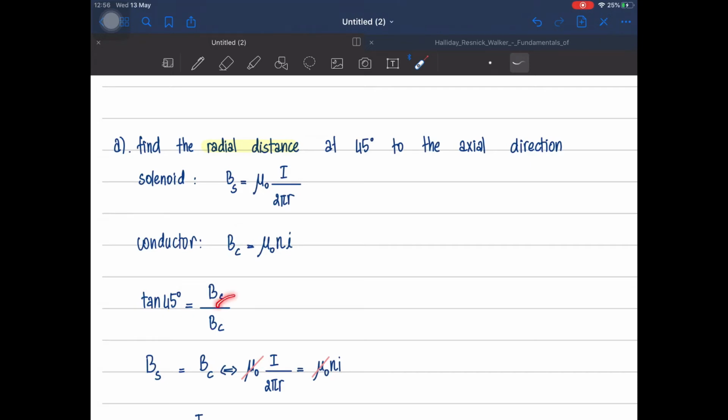So you wonder why they gave us the angle, because the angle is useful for this one. And why is it Bs over Bc? Because in trigonometry, oh my god, it's not a right triangle. It's supposed to be a right triangle, okay?